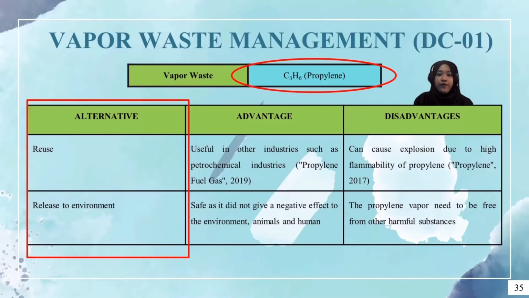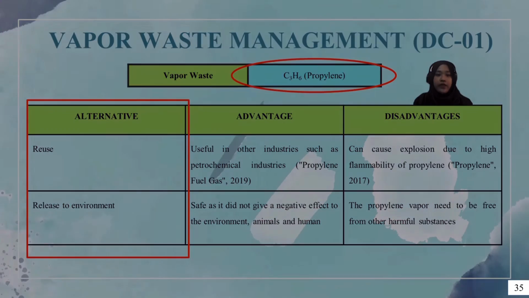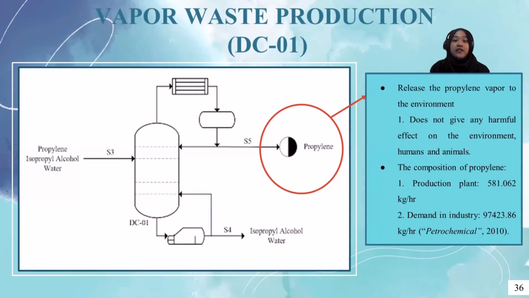There is only one vapor waste produced in this plant, which is propylene, generated at the upper stream of distillation column 1. There are several methods to manage the propylene waste, which are reuse or release of the propylene waste to the environment. Listed here are the summaries of the advantages and disadvantages for both methods. We decided that the best alternative is to release the propylene vapor to the environment since it is safe as it does not give any harmful effect on the environment, humans and animals.